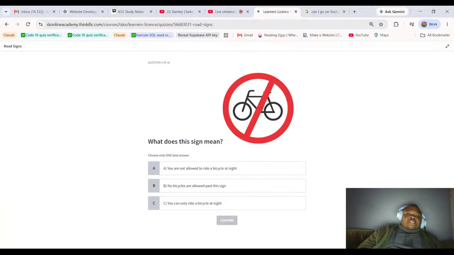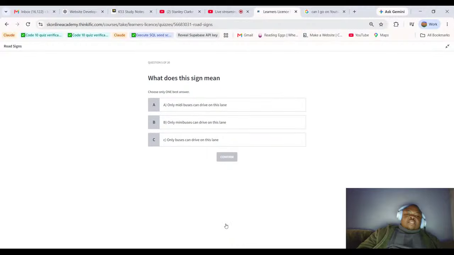What does this sign mean? Is it A, you are not allowed to ride a bicycle at night? B, no bicycle allowed past this sign? Or C, you cannot ride a bicycle at night? What is the correct answer, guys, between A, B, and C? All right, B it is. And yes, B is the correct answer.